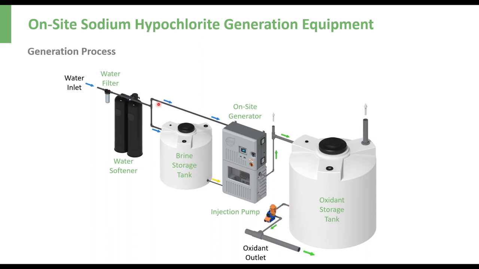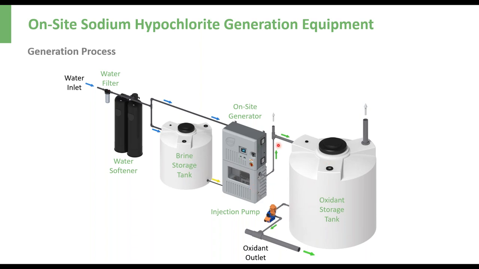Now, again, the other stream from the softener is going straight to that generator. What we're doing is taking that 26% brine solution that is made naturally, and right before it goes into the electrolytic cell, we're diluting that 26% saturated brine down to about a 3-4% brine solution so we can make our product. Once we dilute it down within our cell, we go through the electrolytic process that I showed in the previous slide, and then we send it to a product storage tank.